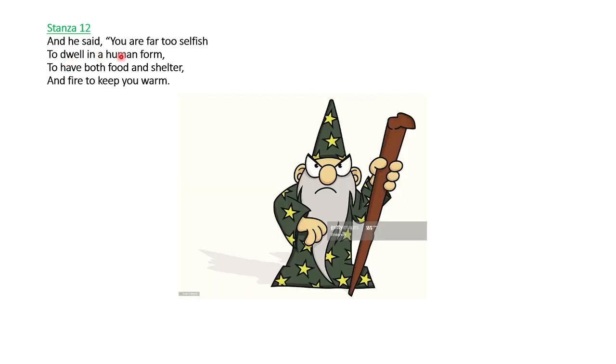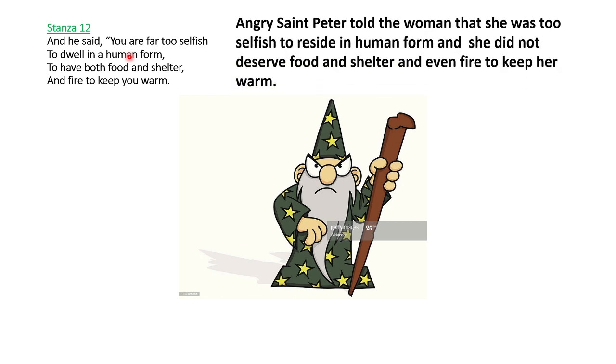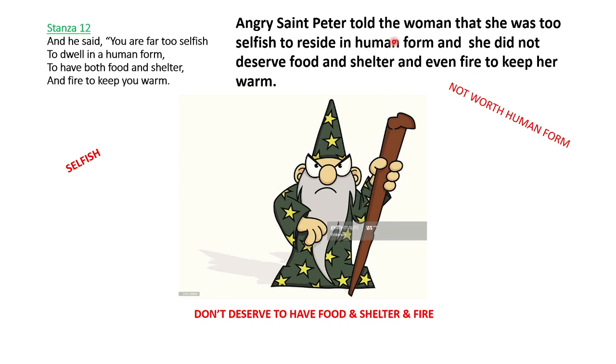And he said, you are far too selfish to dwell in a human form, to have both food and shelter, and fire to keep you warm. So angry Saint Peter told the woman that she was too selfish to reside in human form, and she did not deserve food and shelter and even fire to keep her warm. So angry Saint Peter told the woman that she didn't deserve to live in a human form.